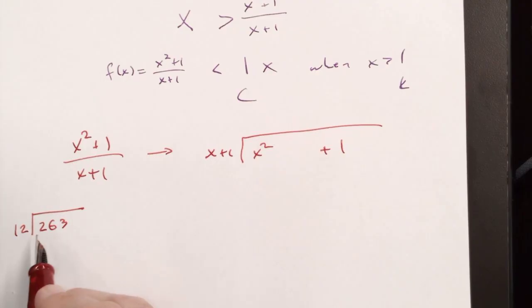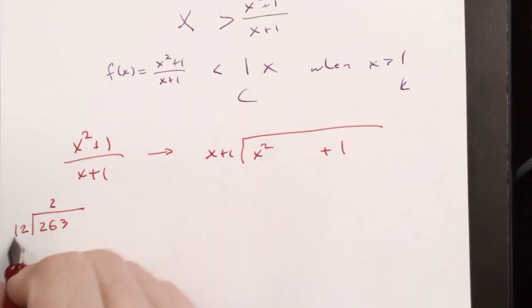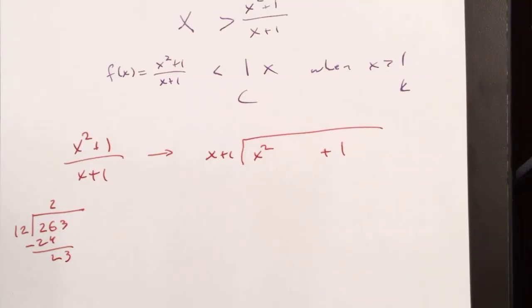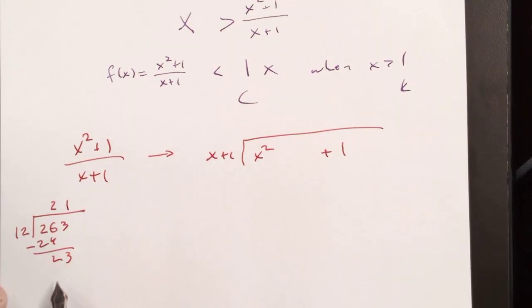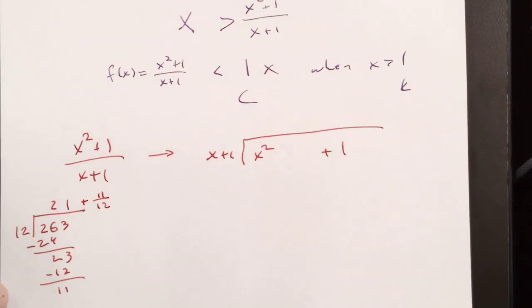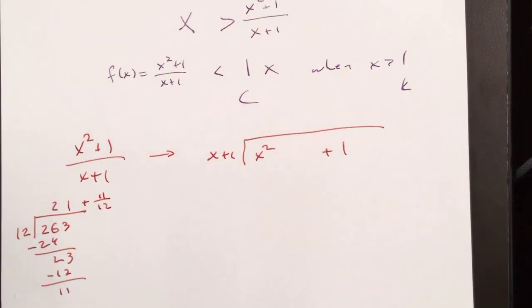How many times does 12 go into 2? It doesn't. But 12 goes into 26 twice. So I multiply and I get 24, and then I subtract and I get 2, and I bring down the next number. How many times does 12 go into 23? Once. I multiply, I subtract, and I get a remainder. Right? Let's do the same thing over here.